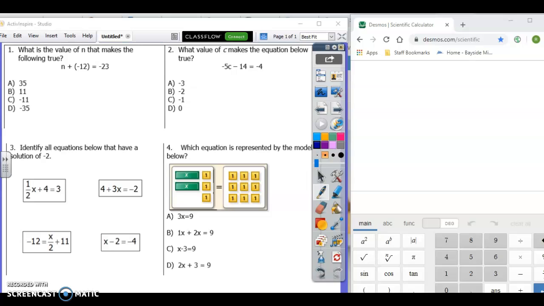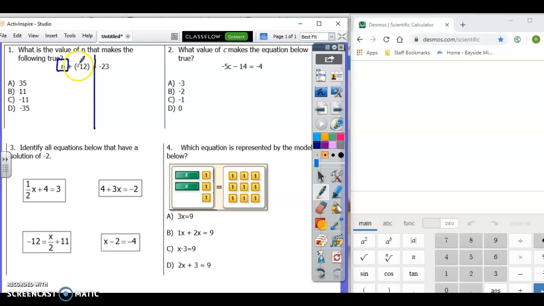All right, let's go over the exit tickets. The first one says, what is the value of n that makes the following true? So the problem is n plus negative 12 equals negative 23. So you want to draw your line, separate the two sides of the equation, box in the letter and leave it alone. So this says plus a negative 12.